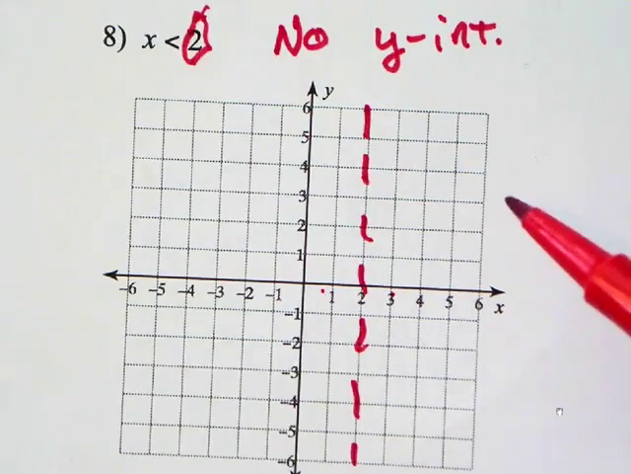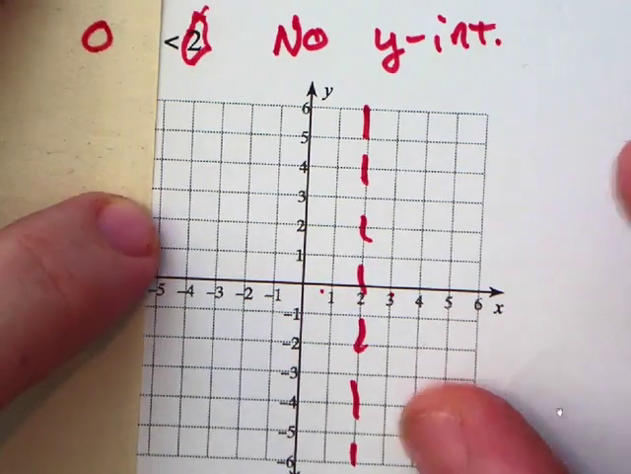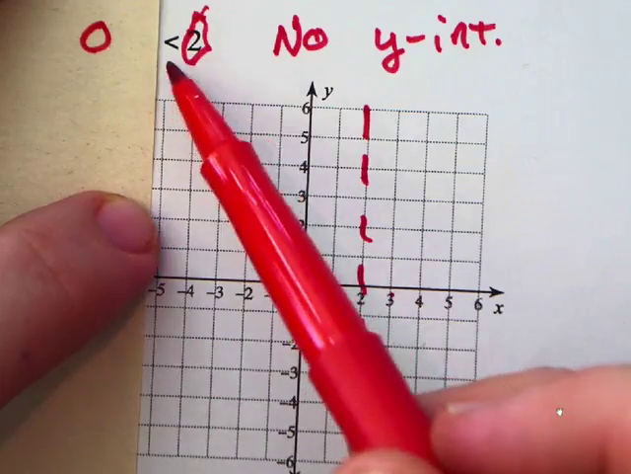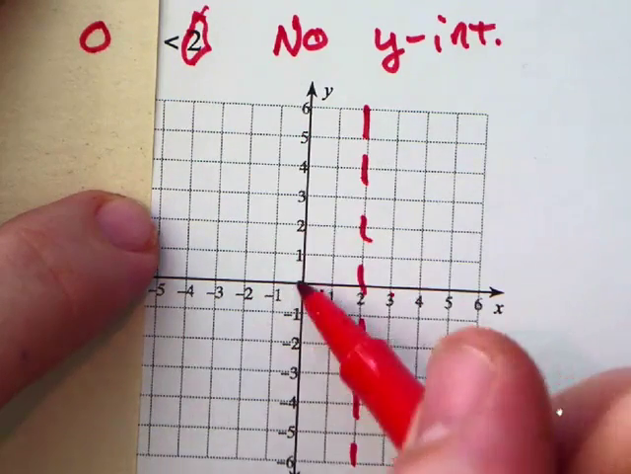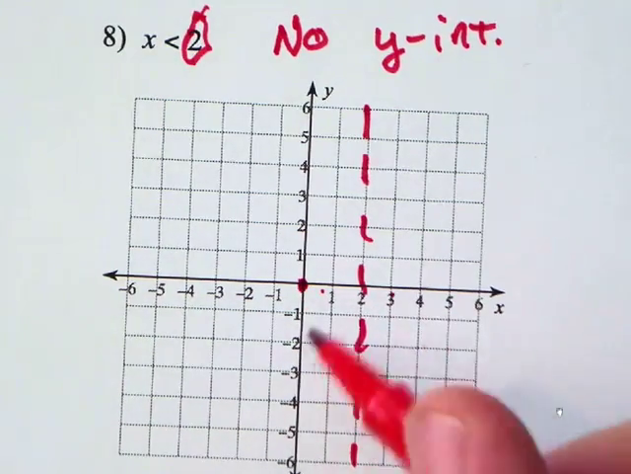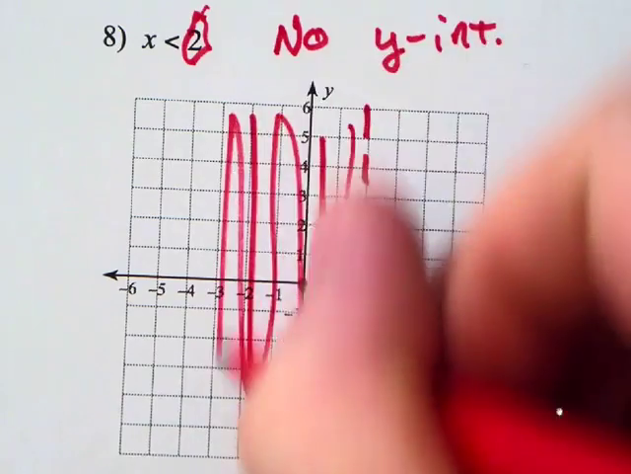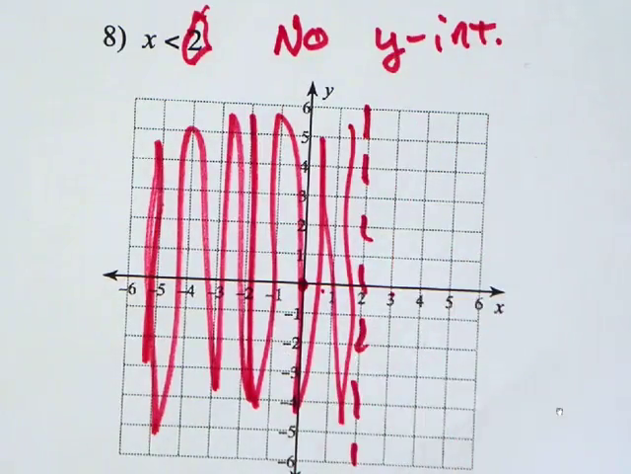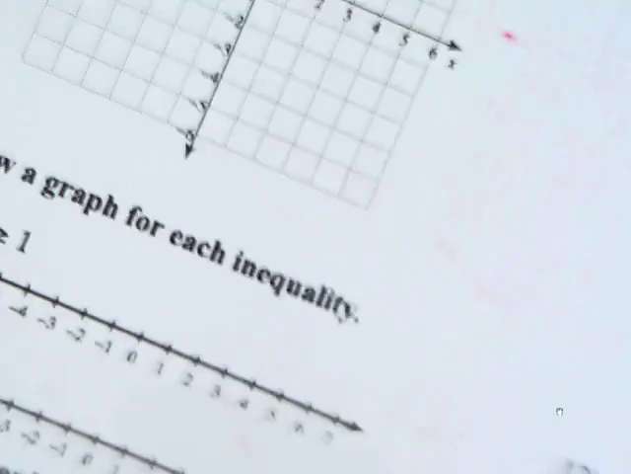Now another way to do it again is to ignore it and just say, is 0 less than 2? If the answer is yes, then you need to make sure that that is included on whatever side you shade. So it has to be included, so we're going to shade that side. Okay, so that's number 8. Number 9.